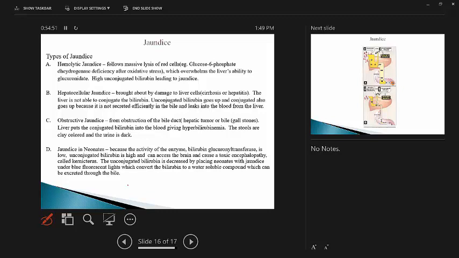All right. So the obstructive one involves the common bile duct. I think we talked about the common bile duct. So what other organ, besides the gallbladder, empties into the common bile duct?